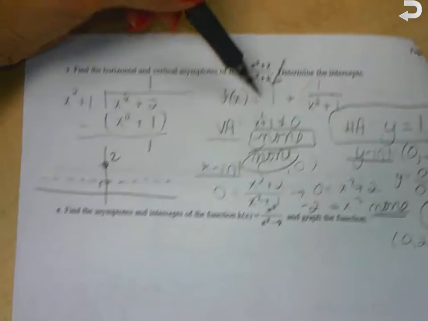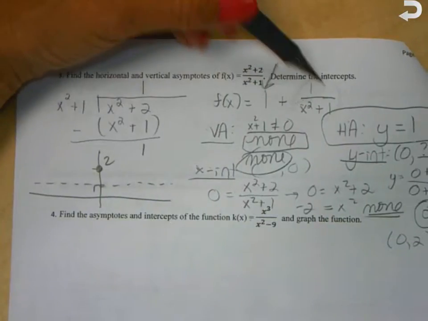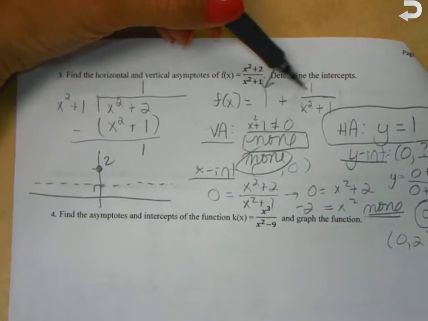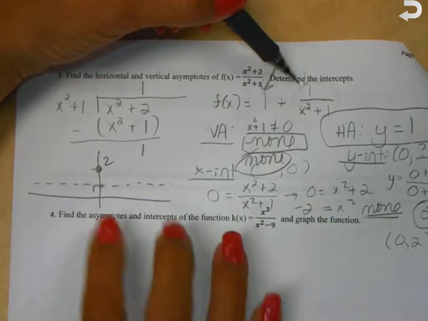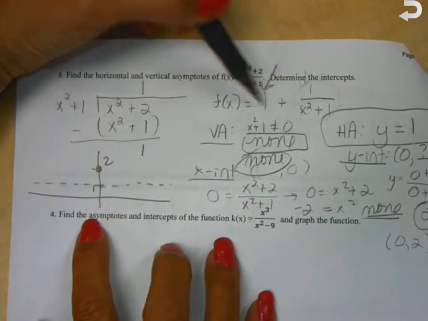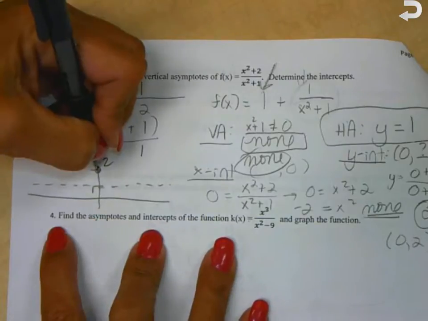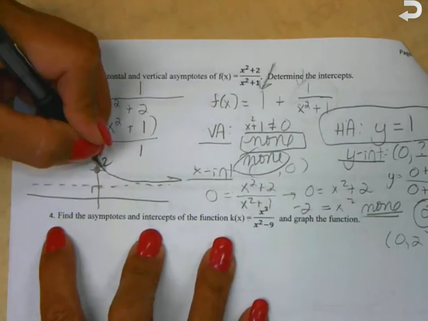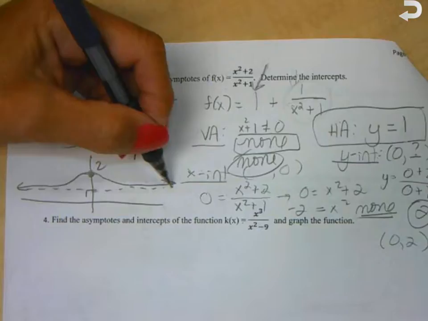And in fact, this graph is always going to be above the line y equals 1, because this function is equivalent to 1 plus a little bit. This part of the function keeps getting closer to 0 as x gets larger and larger, meaning the sum of these two keeps getting closer to 1. If we plotted a few points, we'd find out that the graph actually looks something like this.